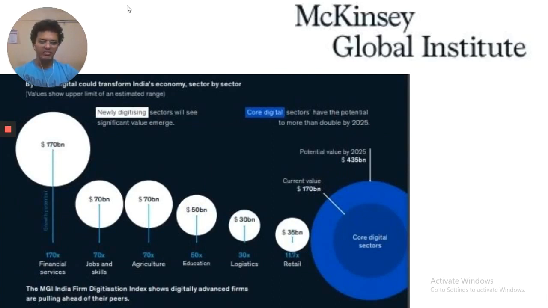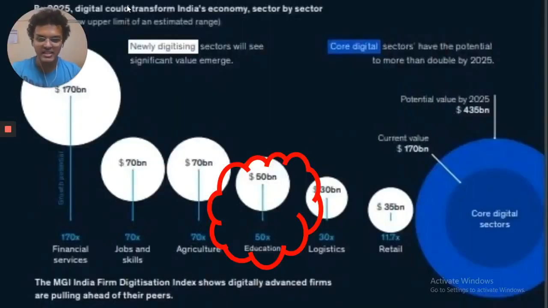And this is the most interesting part of the report that I've studied. In 2025, according to McKinsey Global Institute, the Indian digital economy is speculated to grow to a whopping $435 billion. The current value, according to their study, is $170 billion, and the education sector of the Indian internet economy is speculated to grow to a whopping $50 billion. Does it sound inspiring? I am highly inspired. I need a piece of it. I need as much as $1 billion from it by 2025.